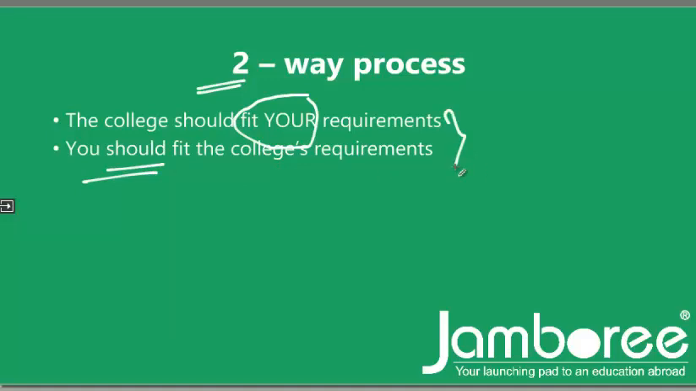So you should be eligible to apply for the university, of course, and at the same time the university should also fit into your requirements, whatever your requirements are. Your requirements may be in terms of budget or certain course or program. So the university should meet all those criteria. Number one. Number two, you also should meet the admission criteria of the university. So it's a two-way process. It's a match between you and the right university.